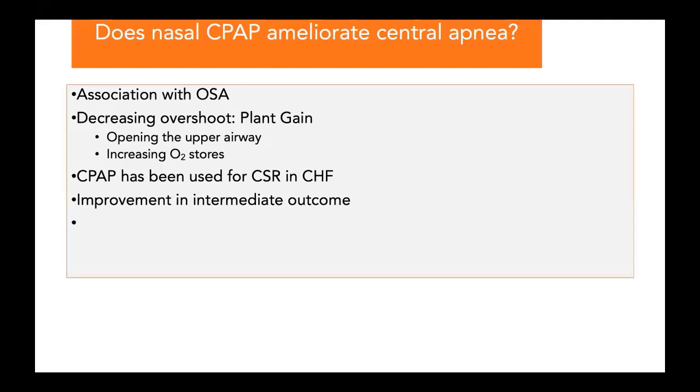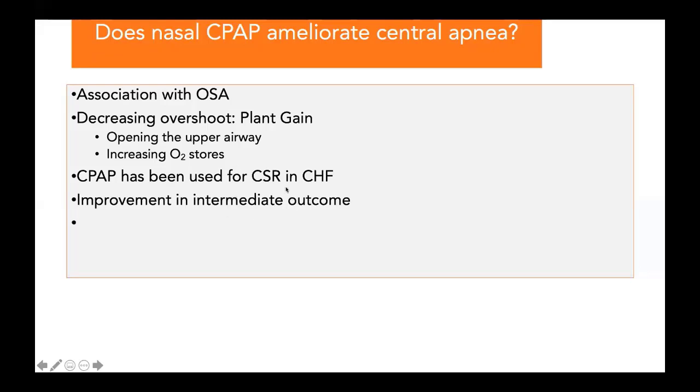So why does CPAP improve central apnea? Well, first of all, the vast majority of central apnea patients will have concomitant obstructive sleep apnea. And you'll have a whole lot of events in between, and these two may trigger each other. Second, the overshoot after an obstructive apnea could cause more hypocapnia and hence another central apnea. The other issue is many times the airway is actually closed during a central apnea, and by opening it, you dampen the overshoot. And you also increase O2 stores.